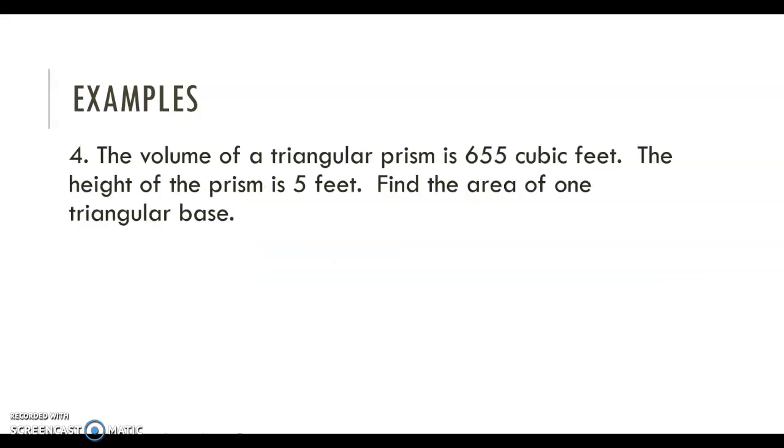The volume of a triangular prism is 655 cubic feet. The height of the prism is 5 feet, and we want to find the area of one of the triangular bases, or we want to find that base area. So it's a triangular prism, so volume equals base area times height. I know the volume and I know the height of the prism. I just want to know what the base area is. So let's substitute in. The volume is 655.